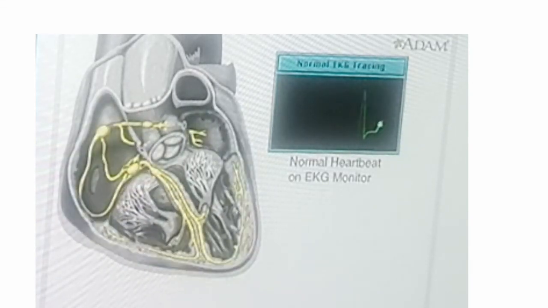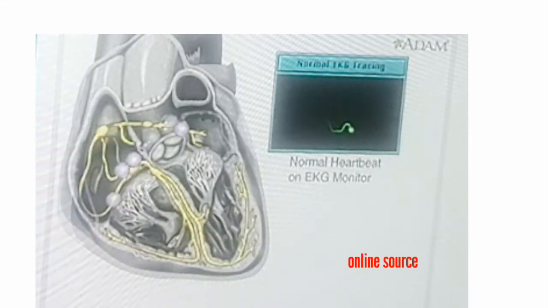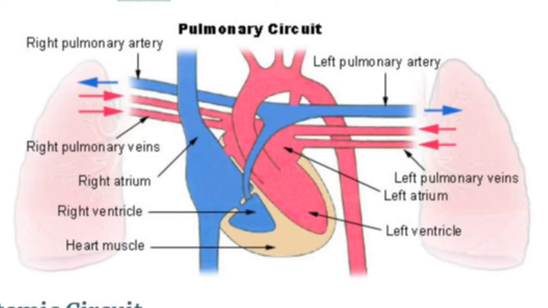Sympathetic NS, or nervous system, speeds the rate of the heart. Parasympathetic NS slows the rate of the heart. Cardiac cycle, one heartbeat. In normal cardiac cycle, the two atria contract while the two ventricles relax. Then while the two ventricles contract, the two atria relax.